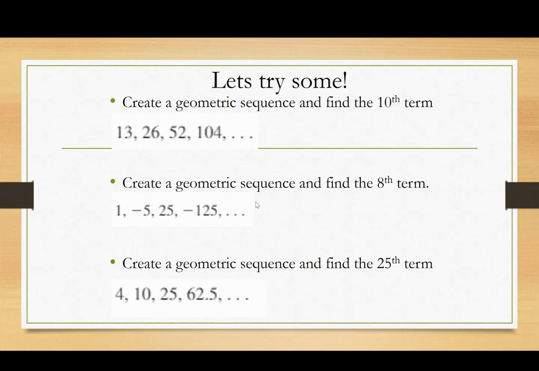All right, so we want to create a geometric sequence and find the 8th term. So every time we have to start off with our original equation, an equals a1 times r to the n minus 1. We see that a1, that's our first term, is 1, so we can plug that in. Our r is our rate, so what are we multiplying by? So from here to here, I'm multiplying by -5, -5, and -5. So that means my rate would be -5, n minus 1 equals an.